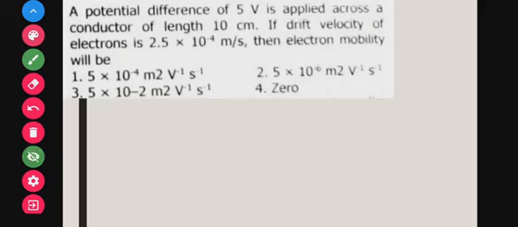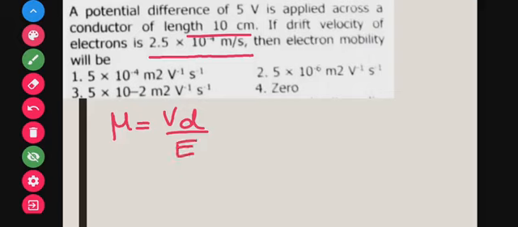Third question: a potential difference of 5 volt is applied across a conductor of length 10 centimeter. The drift velocity of the electrons is 2.5 into 10 to the power minus 4 meter per second. Then the electron mobility will be, we know that the mobility of the electron is equal to drift velocity divided by the electric field, and the electric field is equal to potential difference divided by the length. Potential difference is 5 volt and length is 10 centimeter.